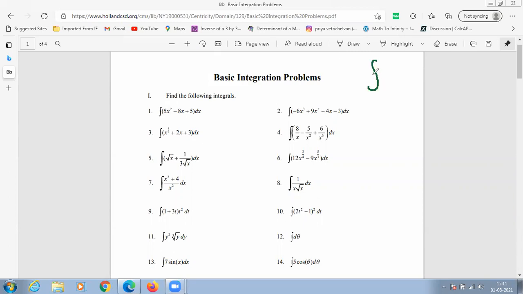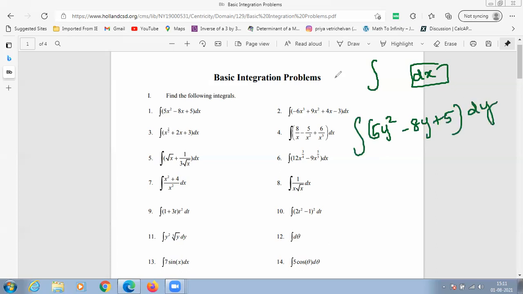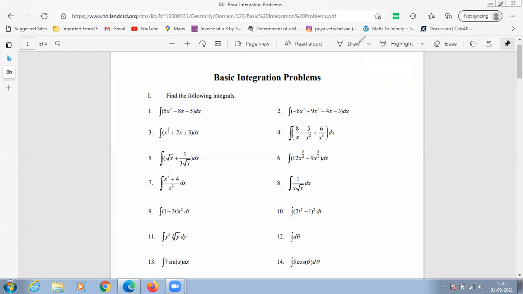Drawing the big S is known as the integral symbol, and along with the integral symbol you have to specify with respect to which alphabet you are integrating. Here if you notice, the question is 5x square minus 8x plus 5. This question contains the alphabet x, so you have to write dx at last. In case the same question is like 5y square minus 8y plus 5, then you have to write integral dy, right? So this is the basic.